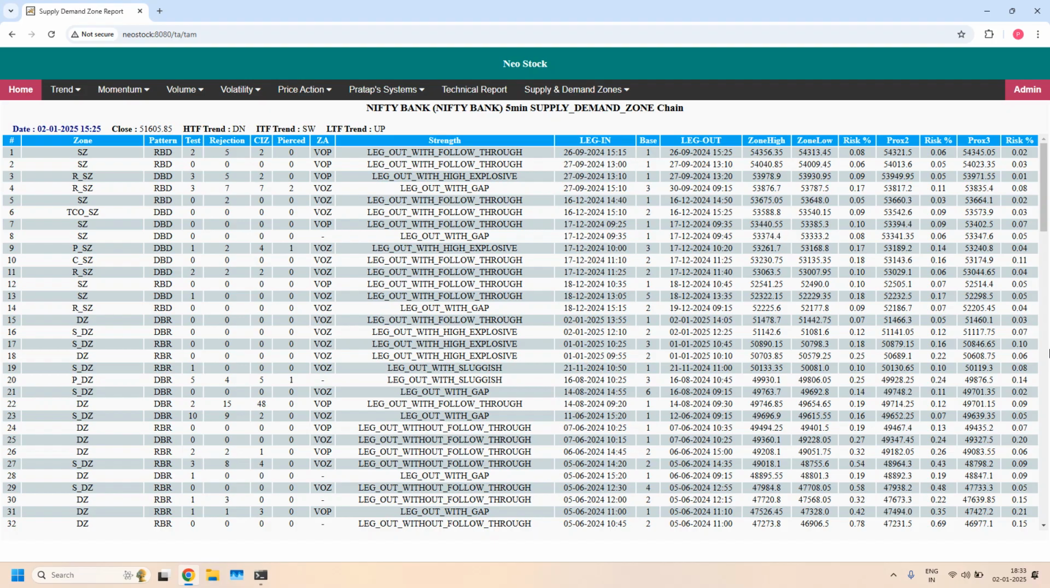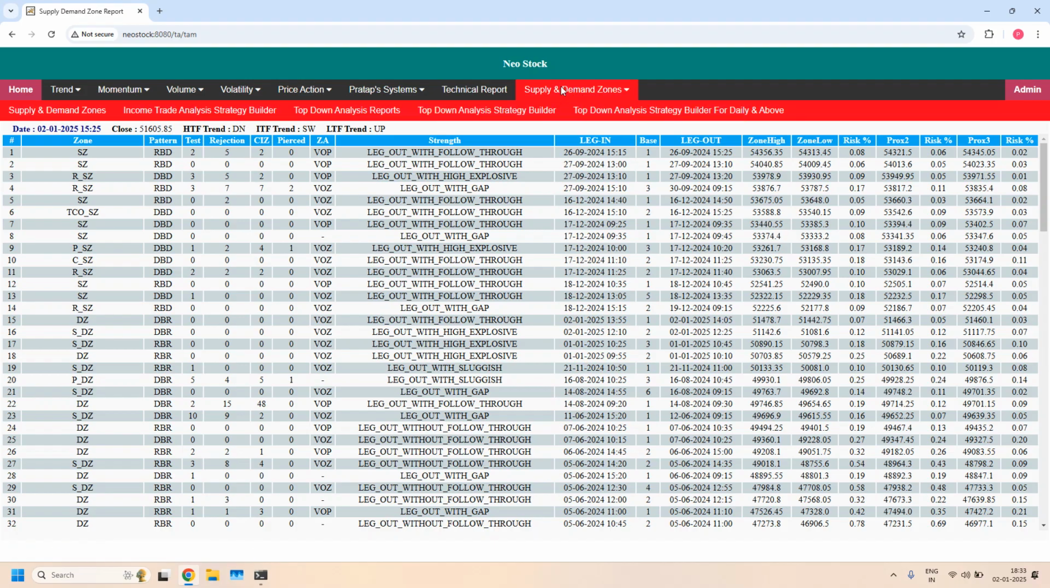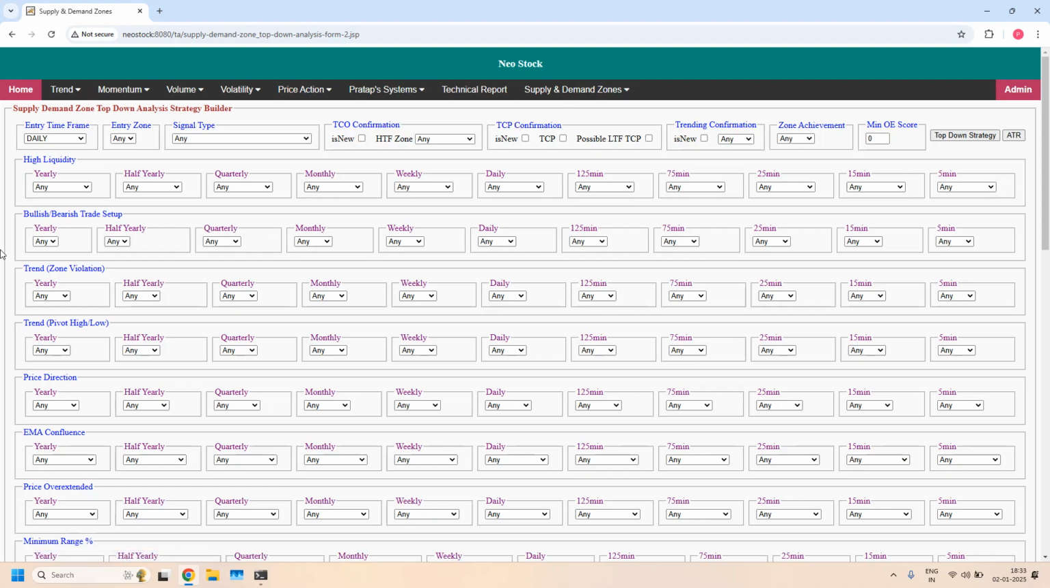So this is about the NIFTY and BANKNIFTY supply demand zone chain. Next, we will generate bullish and bearish trade setups for monthly, weekly and daily income trades. First, let's start with the monthly income trade bullish trade setup, entry time frame daily.